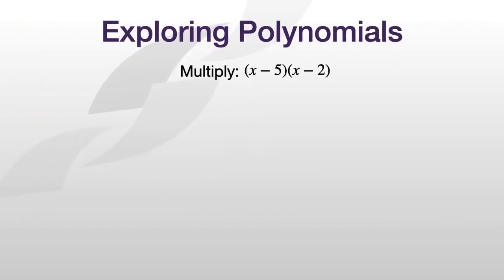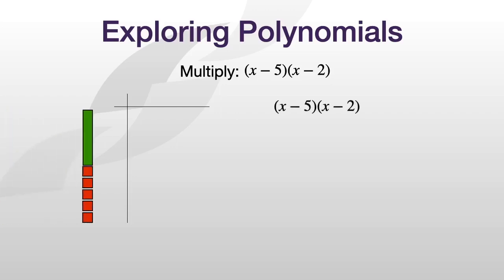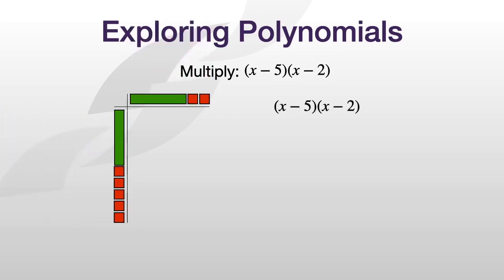What is the product of x minus 5 and x minus 2? Once more, we'll think about area. Some learners find it helpful to set up guides for the dimensions. We can represent side lengths of x minus 5 and x minus 2 by lining up positive x tiles and negative 1 tiles. Each term of x minus 5 is multiplied by every term of x minus 2.